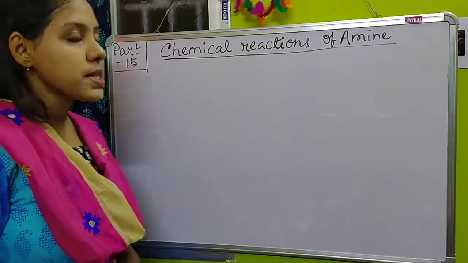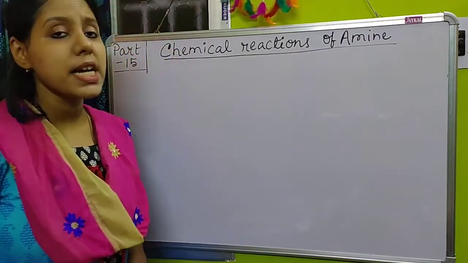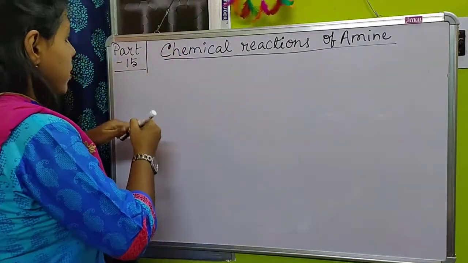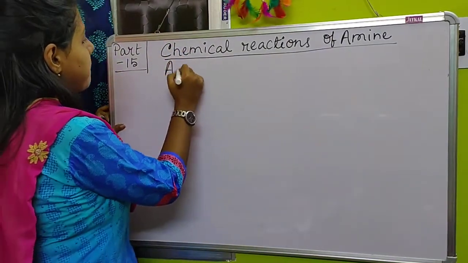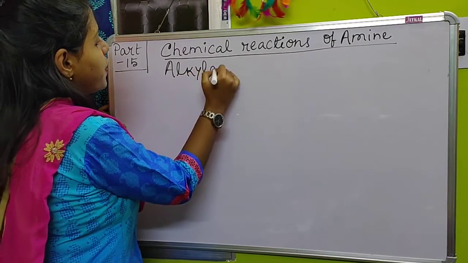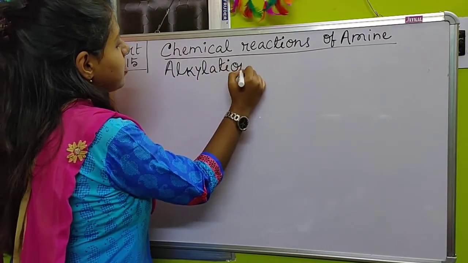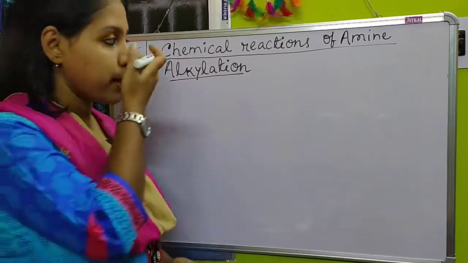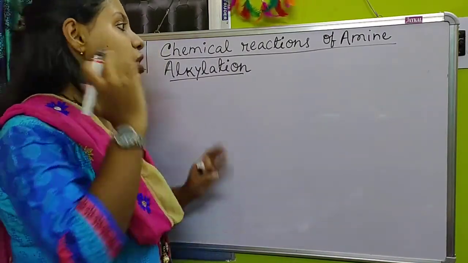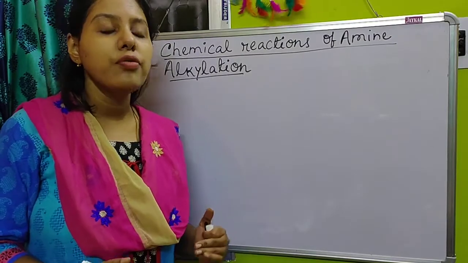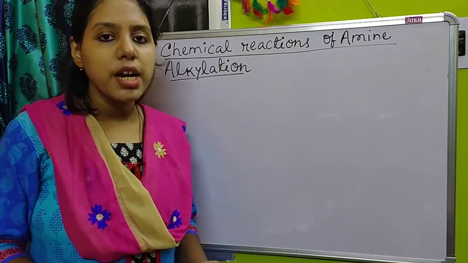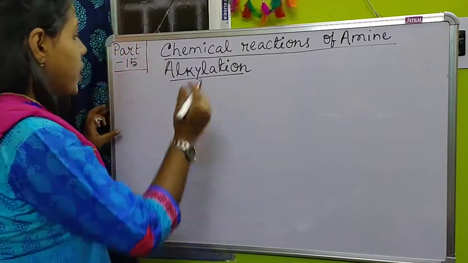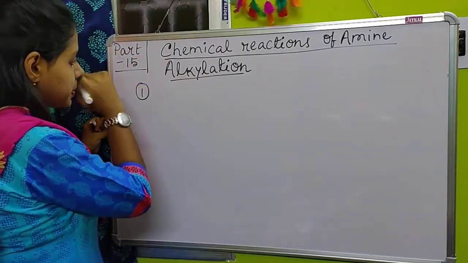First we will discuss the alkylation reaction of amines. The first reaction we are looking into is the alkylation reaction. That means here we will see the reaction of primary, secondary and tertiary amines with alkyl chlorides. So the first example is number 1.